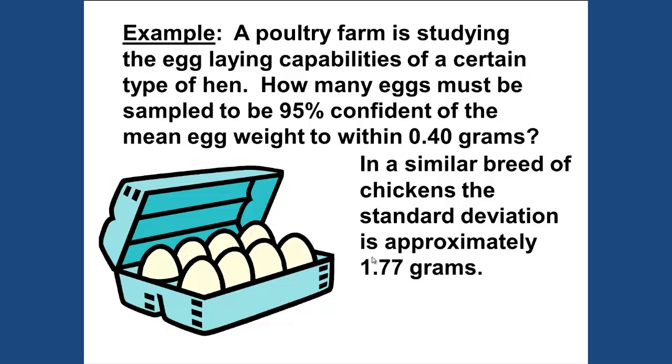I will now work this example to show you how the formula works. A poultry farm is studying the egg-laying capabilities of a certain type of hen. How many eggs must be sampled to be 95% confident of the mean egg weight to within 0.40 grams? In a similar breed of chickens, the standard deviation is approximately 1.77 grams.